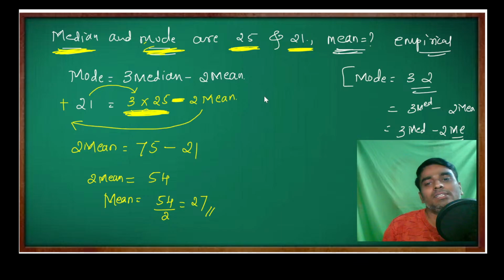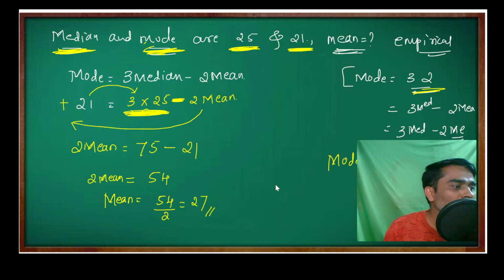That's the mean median mode relation. Those who don't know the relation, remember any one thing: mode equal to 3 median minus 2 mean. Like this you can remember. Very good, everyone answered. Fantastic.